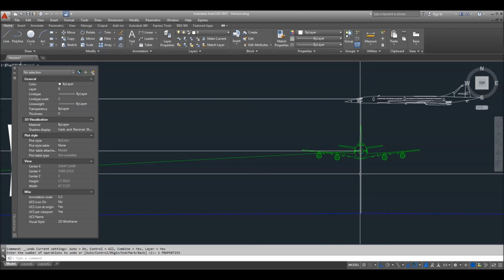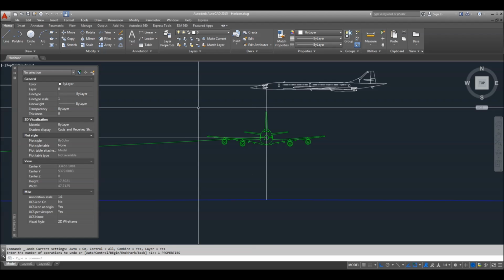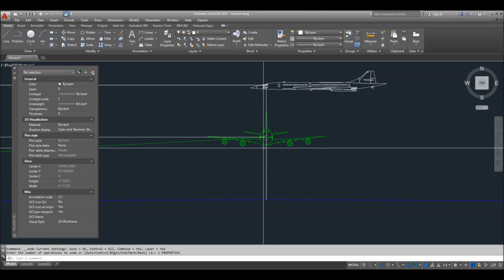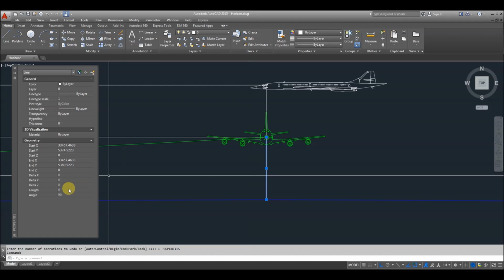So let's have a look at the Boeing 747 from the previous video, just to recap. It's 6 miles in altitude. If I click this line here, it tells me it's 6 miles high at an angle of 90 degrees from the horizontal.